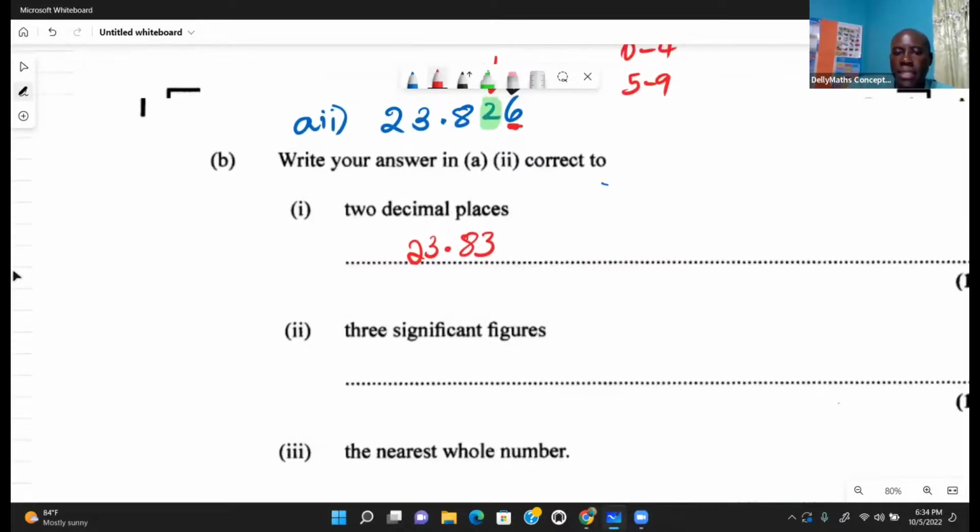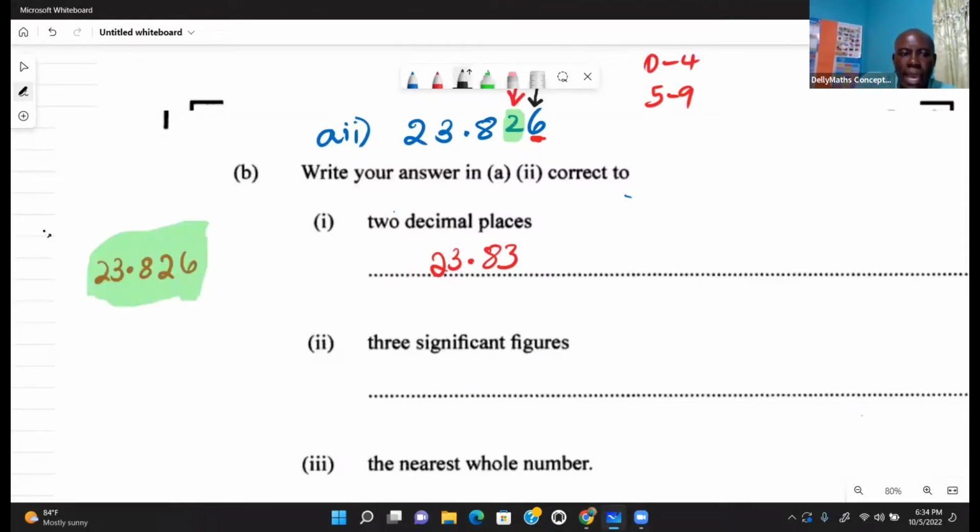Now they want you to represent this same answer as 3 significant figures. So I'm going to write it back so that we could talk about it. Now, we're going to represent our answer to 3 significant figures. Remember, you're going back, you're not using this, you're using the old one still, which is the 23.826. Remember though, all digits are significant except 0, which may or may not be significant.